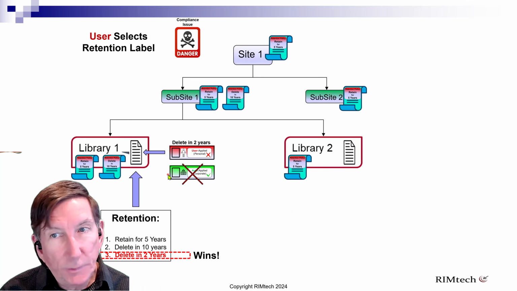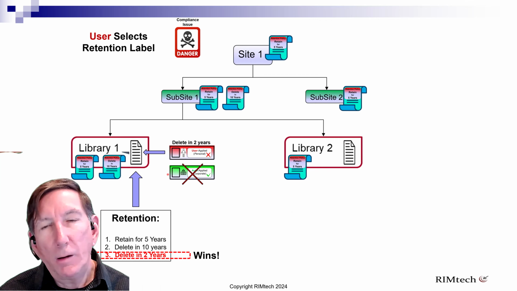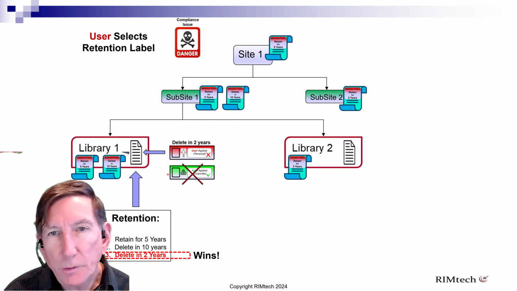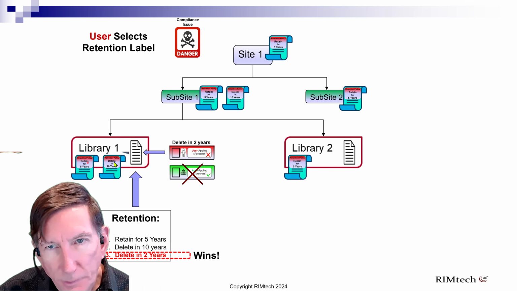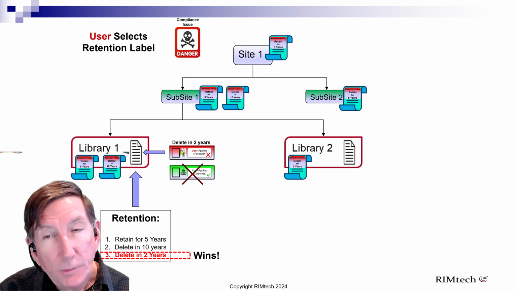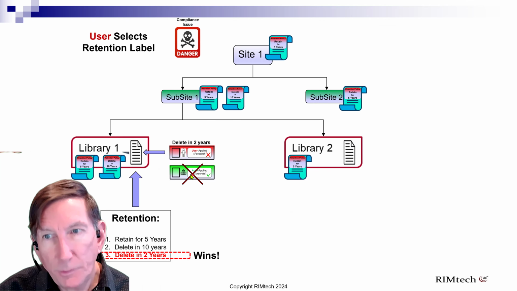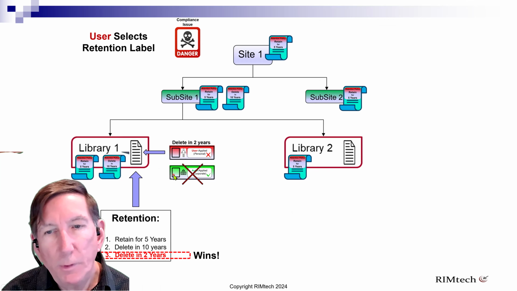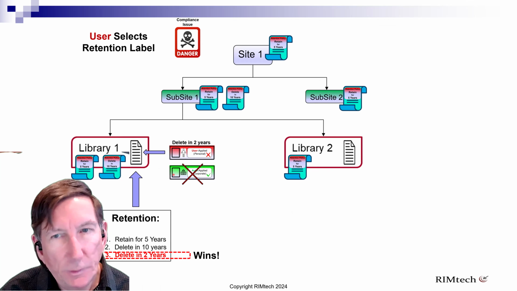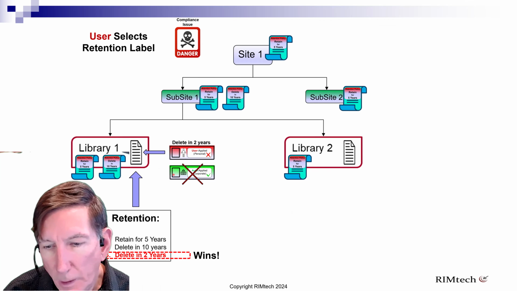So do you see this? The only way to avoid this competing mess is to, A, not use retention policies. You don't need them, don't use them, and don't let users apply their own labels. So now the only way to apply a retention label is through auto apply from the records manager on behalf of the official retention schedule. That's the only way to do it, okay?